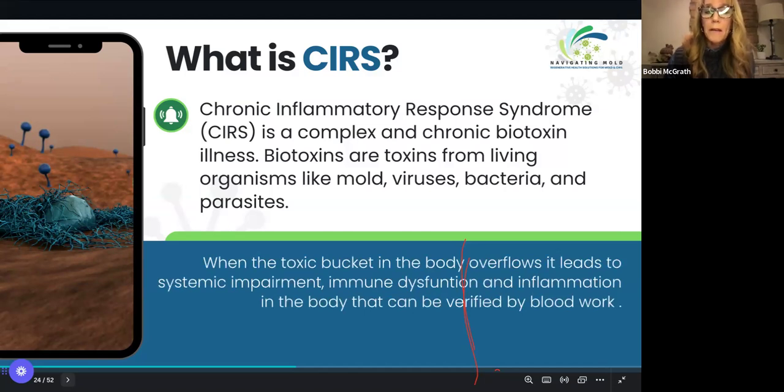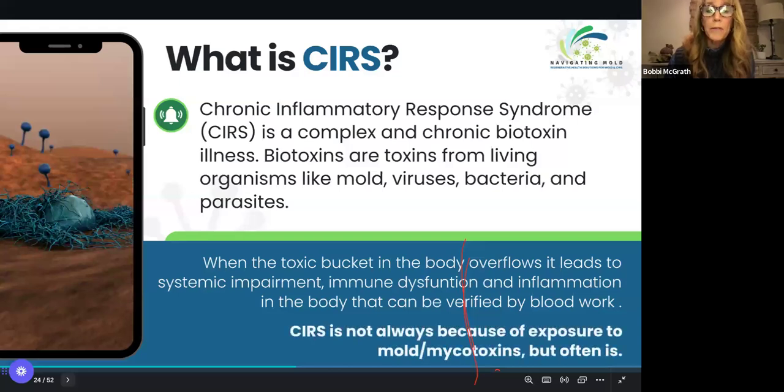When the toxin bucket in the body overflows, it leads to multiple impairments in the body, and the immune system and the inflammation that occurs from it can be verified by blood work, which we're going to go over in this course that we're talking about that starts in January. So if that's something that you're interested in, we can share that more with you. But what we want you to know is that CIRS is not always because of exposure to mold or mycotoxins. It can be other things in the environment that create this chronic inflammatory response syndrome, but it often is mold.